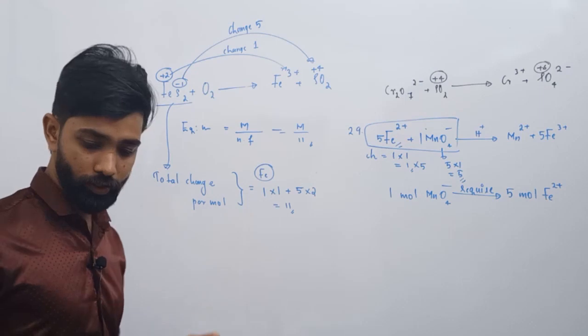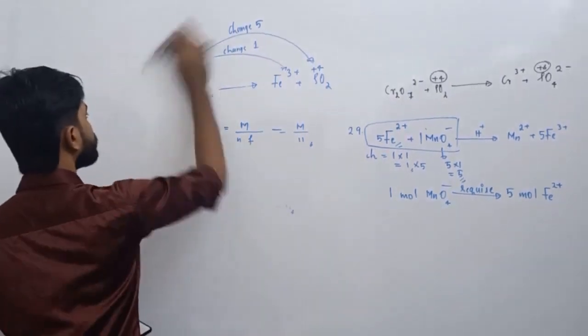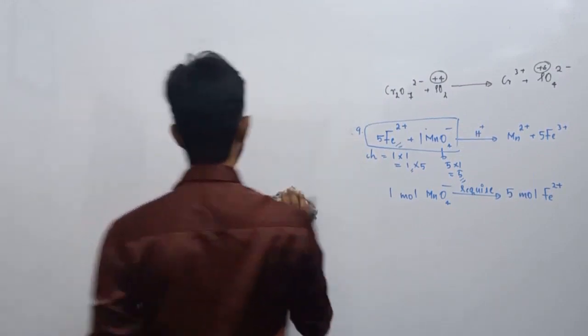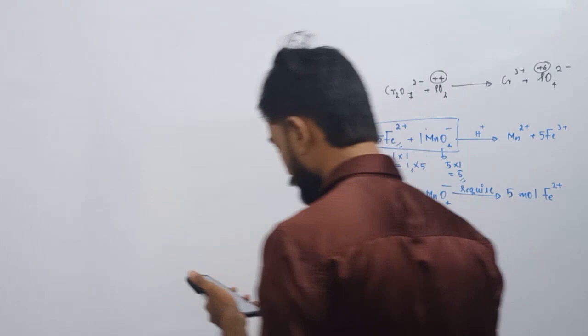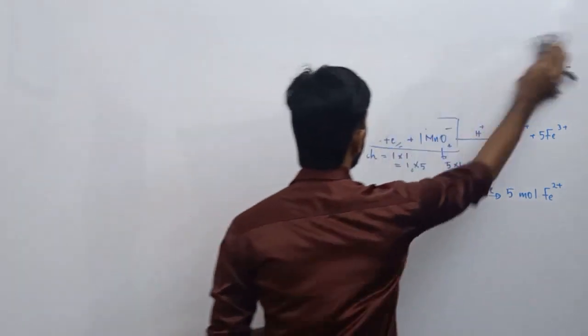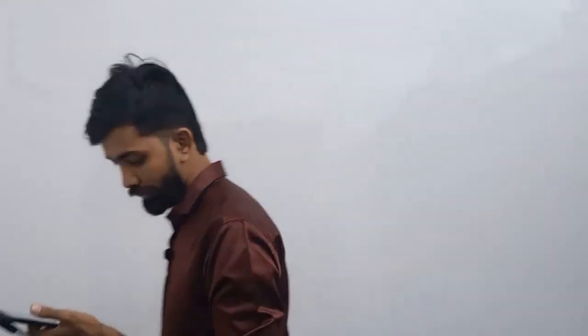The next, 30th question. Listen here. What about the question? Just read it. A compound of xenon and fluorine is found to have 53.3% xenon, and the atomic mass of xenon is 133. Find the oxidation number of xenon in this compound.